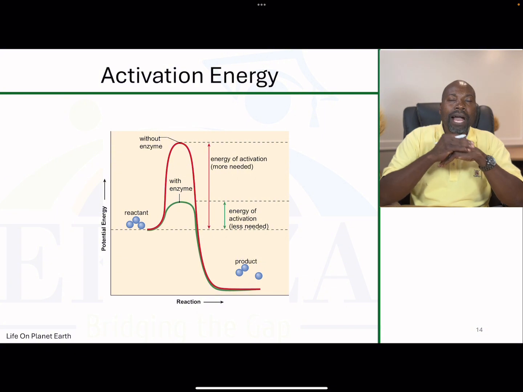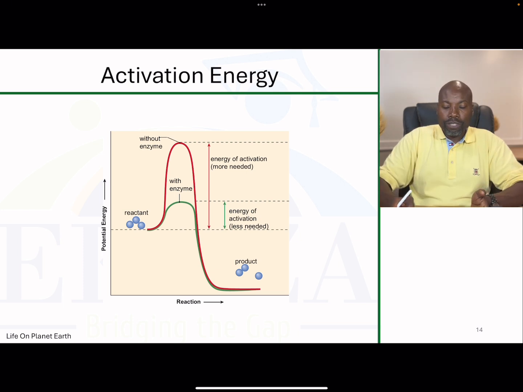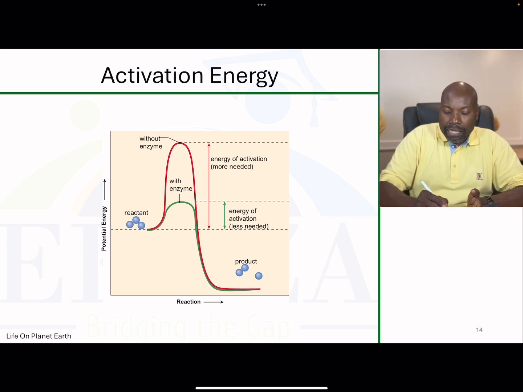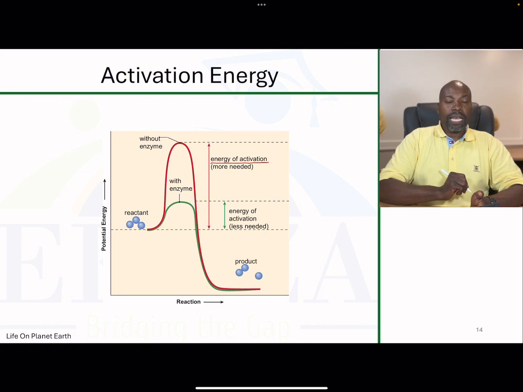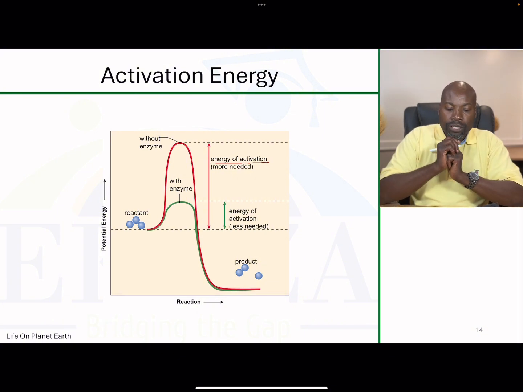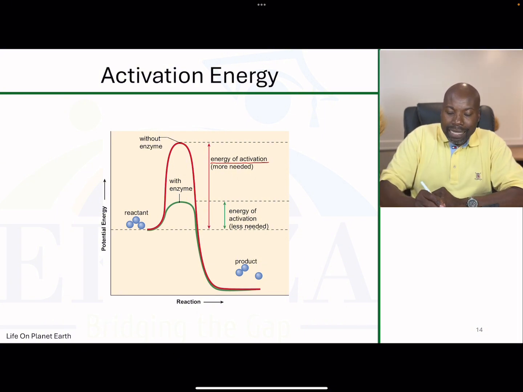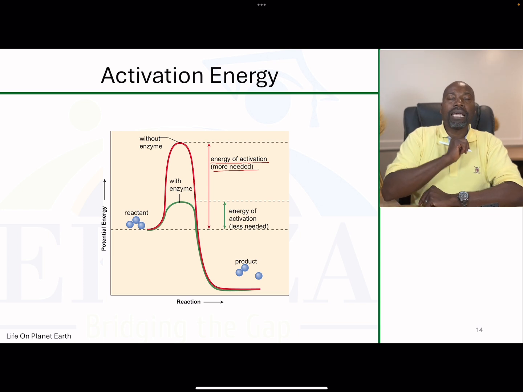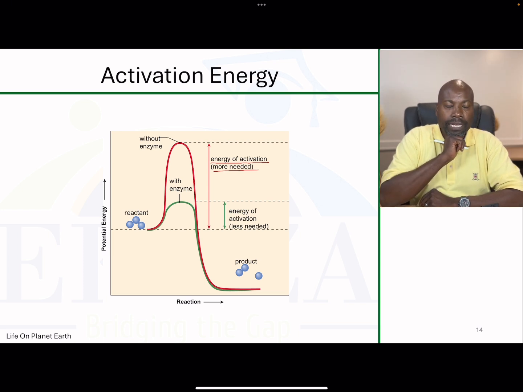Unless we have the amount of energy that is needed for that chemical reaction to occur, that chemical reaction will never occur, right? That energy is called activation energy, okay? That activation energy is the energy that is needed for that chemical reaction to occur, right? Again, in terms of comparison, it's like a price tag, right?